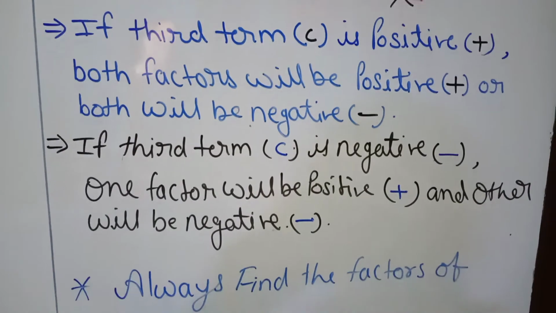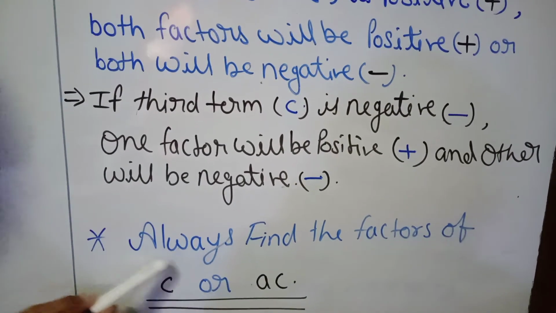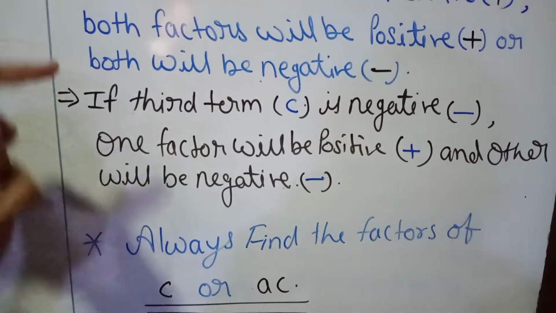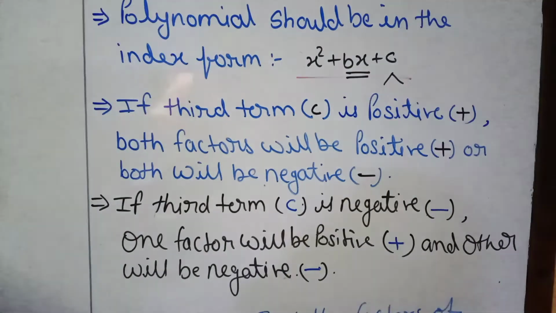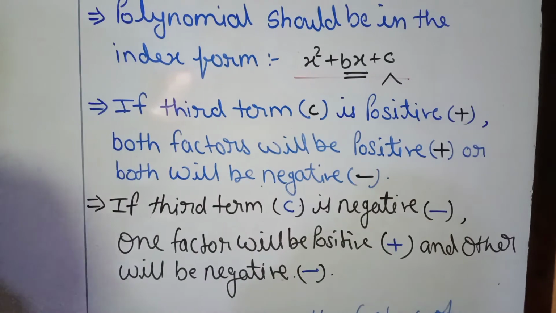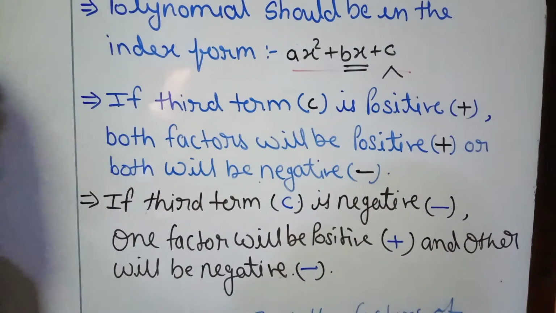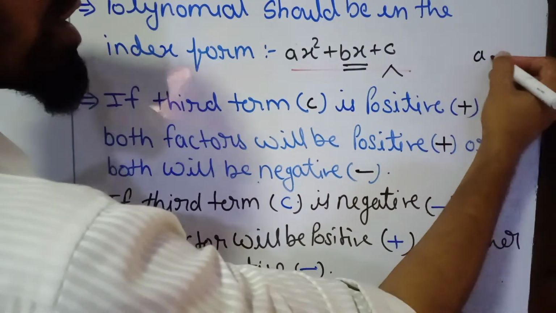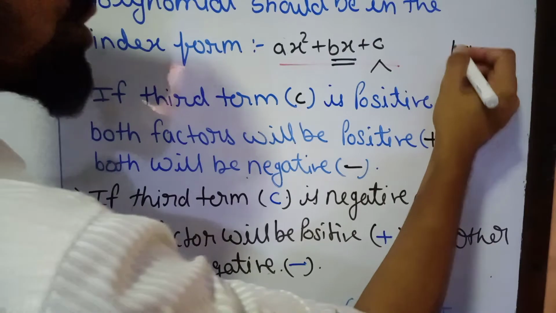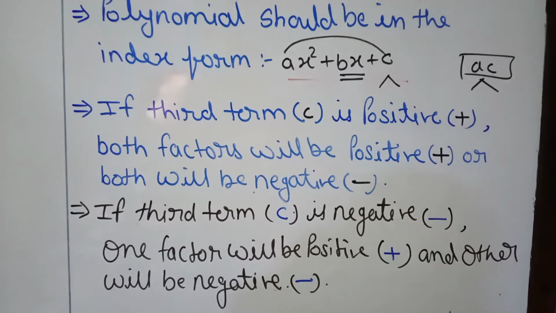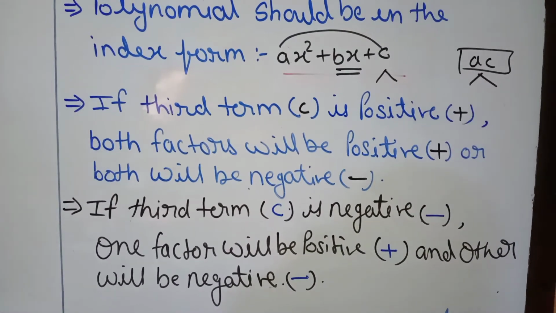One more thing that is necessary to keep in mind: always find the factors of c or ac. If you don't have any coefficient, like x square plus bx plus c, in that case we are going to do the factorization of c. But if we have ax square plus bx plus c, then we are going to do the factorization of ac. That means first we have to multiply a and c, then do the factorization of that ac. Now let's start practice set number 3.6.